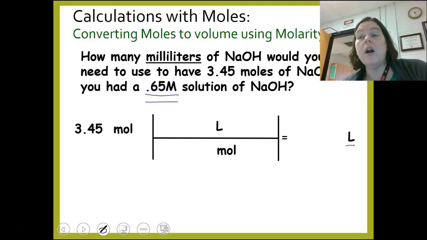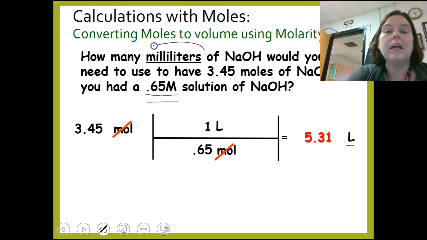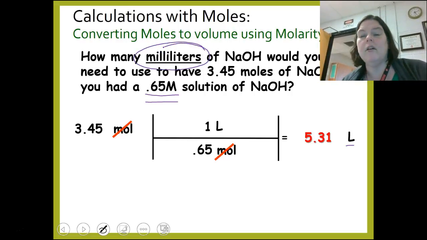This is where it gets a little wacky, because we always usually put 1 for mole. But because molarity is moles per liter, the 0.65 goes with the mole. What number goes with liter? 1. What unit cancels out? Yeah, the mole cancels out. So we have 3.45 times 1 divided by 0.65, and we get 5.31 liters. But we're not done there, because our problem asked for how many milliliters we have. So I need to convert liters to milliliters.